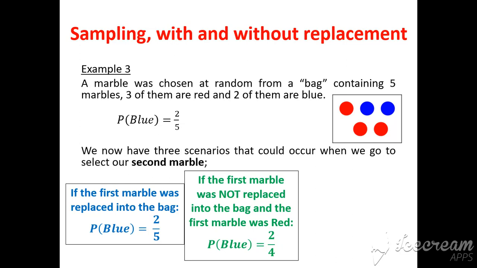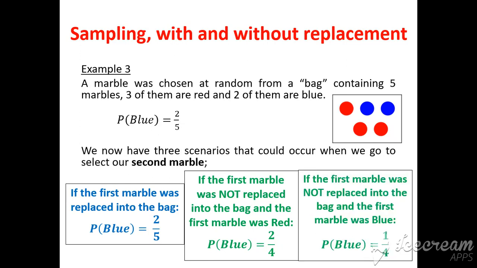Look at this scenario. If the first marble was not replaced and the first marble was red, the probability of getting blue changes to 2 over 4. Have a look at the bag up there, the box, and I'll show you why. Say there's those marbles there, and we take out a red first, and we don't replace it. Now see that there's 2 chances of blue out of the 4 in the bag.